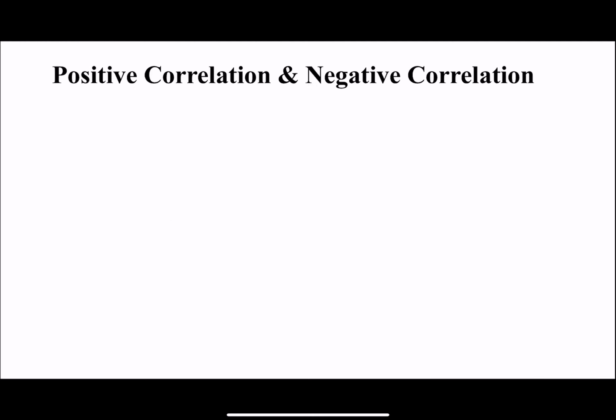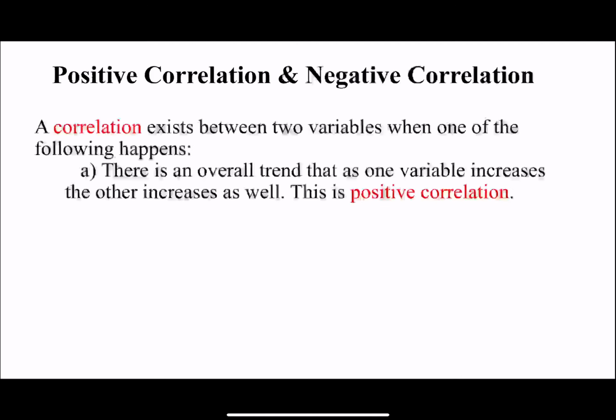So, what is a positive correlation and what is a negative correlation? Well, there is a positive correlation between two variables when there is an overall trend that as one variable increases the other one increases too. So if you increase one variable and the other one increases too, then there is a positive correlation.